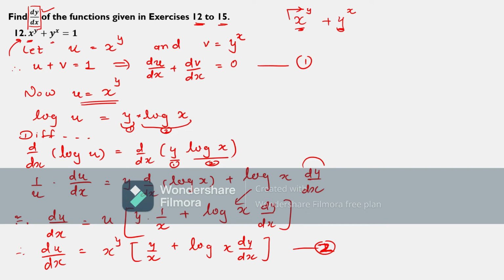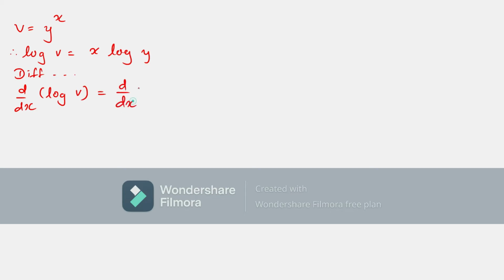Similarly, we will do v. v is equal to y to the power x. Again, we are taking log on both sides, so log of v is equal to x log y, as the power will be multiplied with the log of y. Now we differentiate both sides with respect to x, so the differentiation of log v with respect to x is equal to d by dx of x log y. Here also we can see two differentiable functions, so the product rule can be applied.